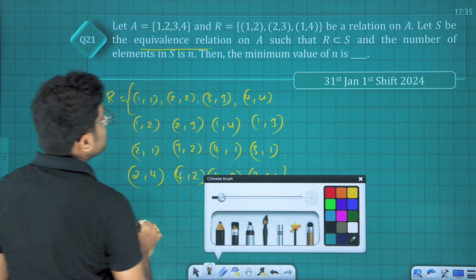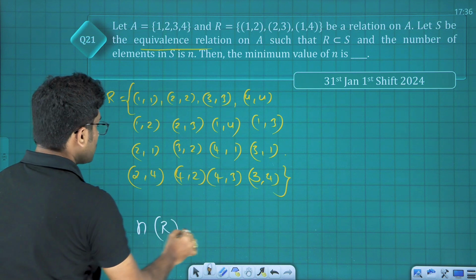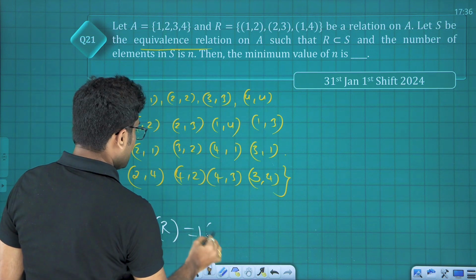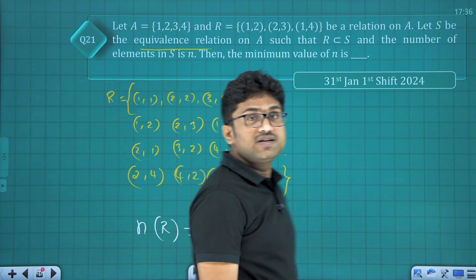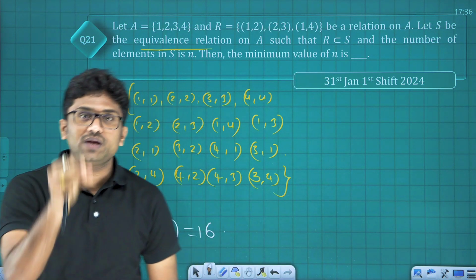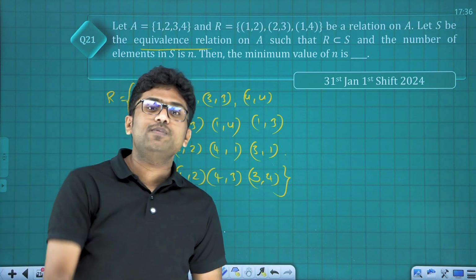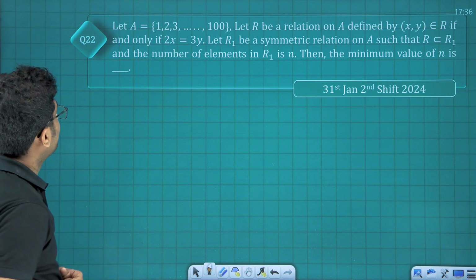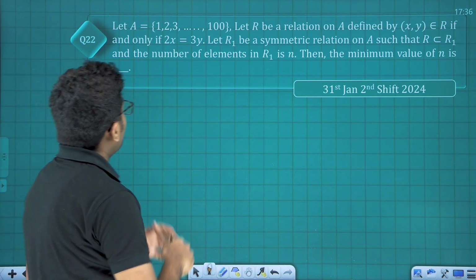Now the number of elements in R should be minimum. So 1, 2, 3, 4, 4 4s are 16 elements, friends. There are a total of 16 elements in R. The minimum number of elements in R is 16, then only it will be an equivalence relation. Clear?